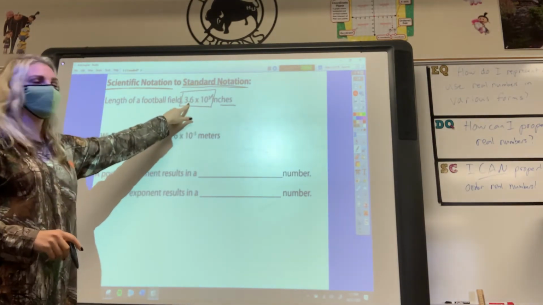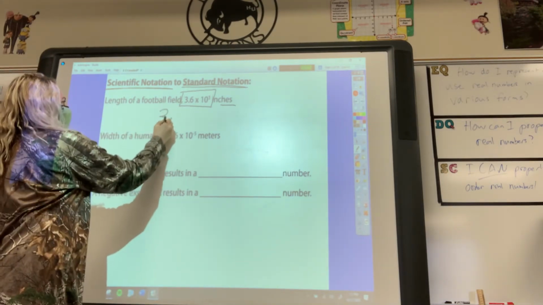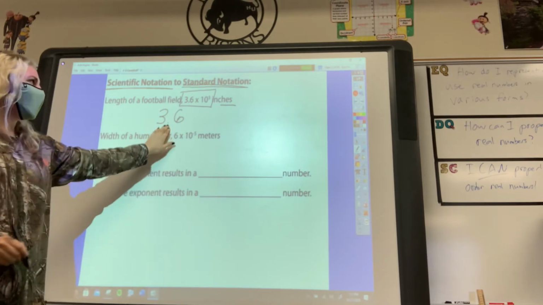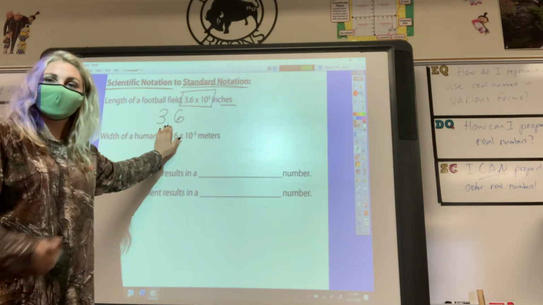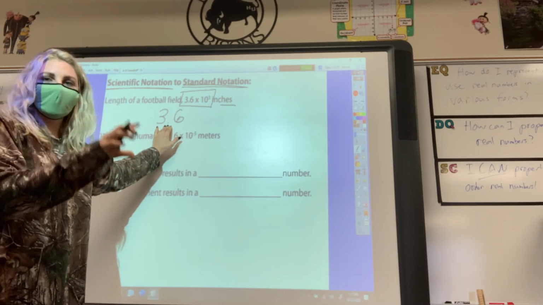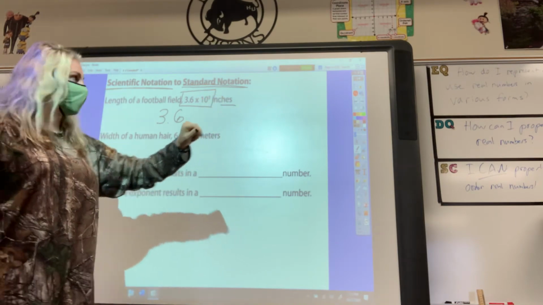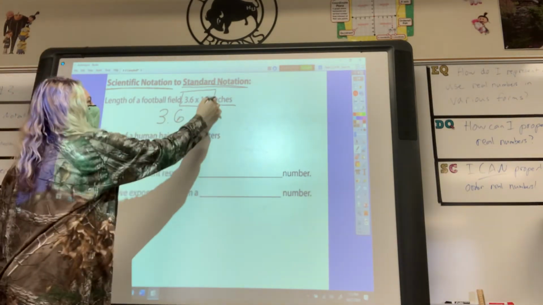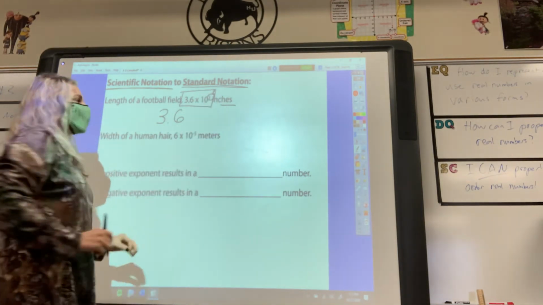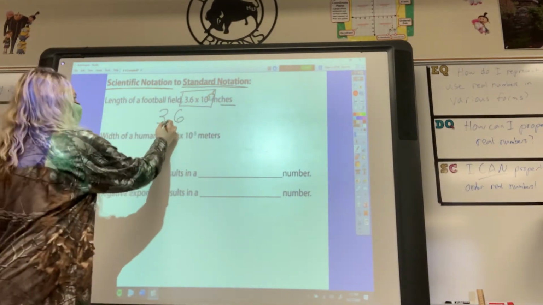We're going to take the coefficient, which is 3.6. I'm going to go ahead and write that 3.6 here. And then I'm going to find my exponent, because my exponent is going to tell me how many places I'm going to move my decimal place in the positive or negative direction. So in this case, we have 10 to the third. And so that means we are going to move our decimal 3 places in the right direction.